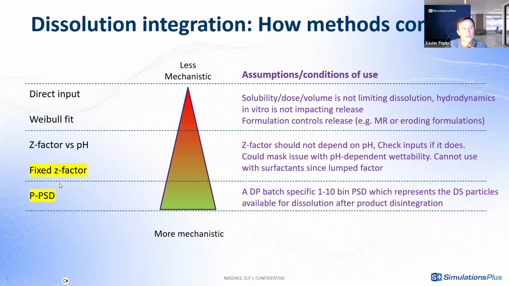So for your product batches, you can either use a Z factor or the P-PSD approach. I will demo the two, mostly the P-PSD, but we'll compare it to the Z factor. Normally, the Z factor should not depend on pH of your solution, but if it does, you have to find the reason and justify the use of the Z factor versus pH, which is another option within GastroPlus.